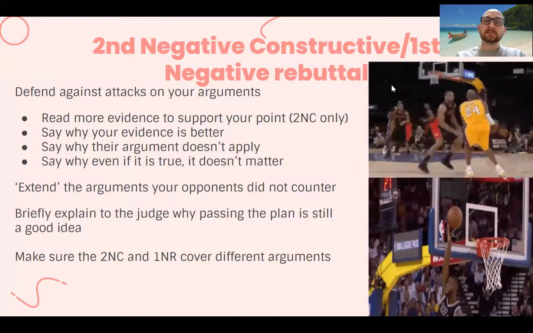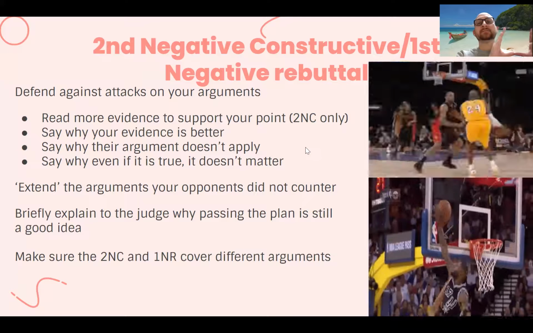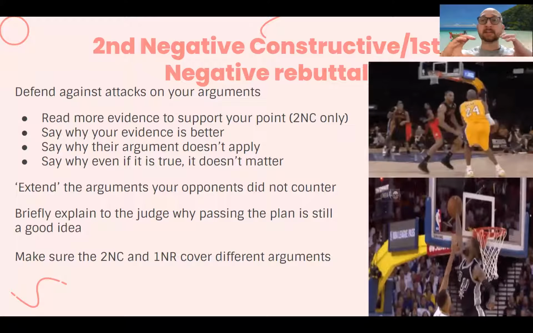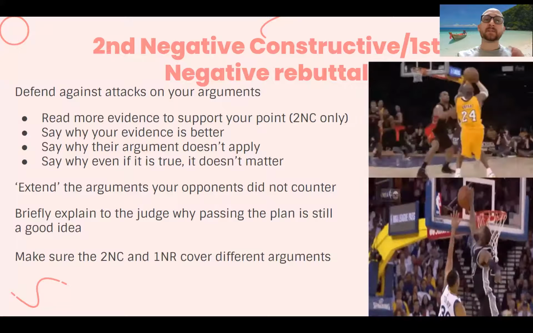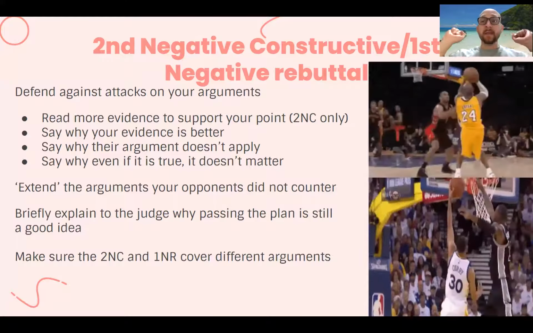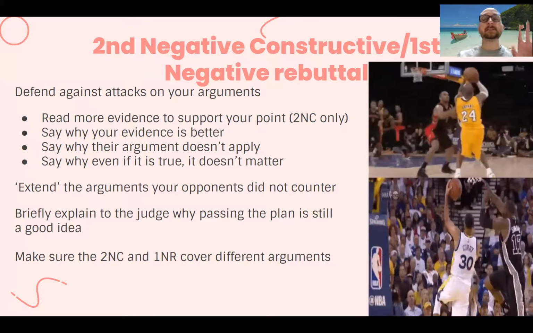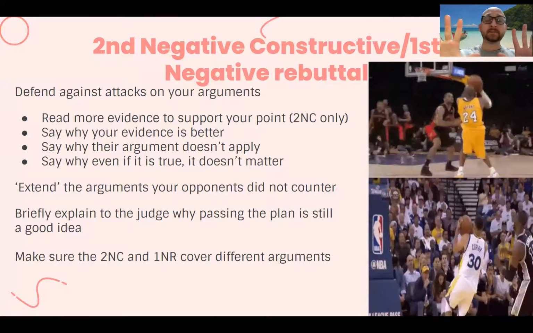The reason these two speeches are together is because the second negative constructive comes right before the first negative rebuttal. So the affirmative doesn't get a chance to respond to these speeches in their own speech. So if you're the second negative constructive or the first negative rebuttal, you need to make sure that you're covering different points. Maybe one of you talks about solvency, and one of you talks about impacts, or one of you talks about counter plan, one of you talks about the disad.